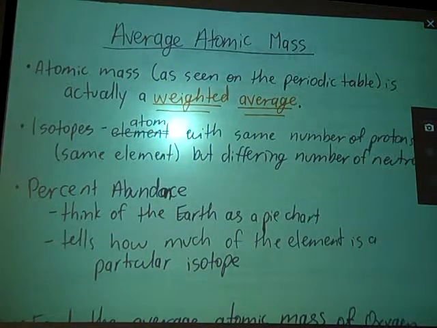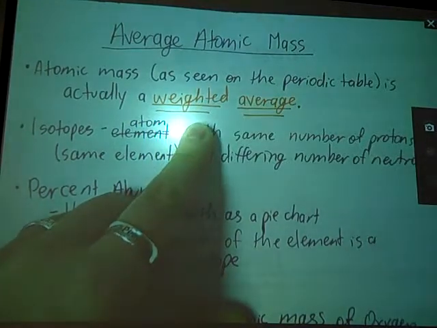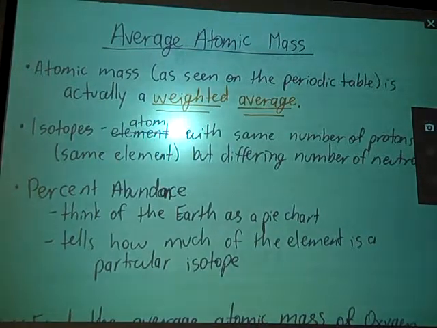Average atomic mass. Now, contrary to popular opinion, there is not always one mass for a given element. We can have several different ones, actually. The atomic mass, as seen on the periodic table, is actually a weighted average. So this is not your typical average where we add everything up and divide by 3, but instead a weighted average where the amount I have matters.